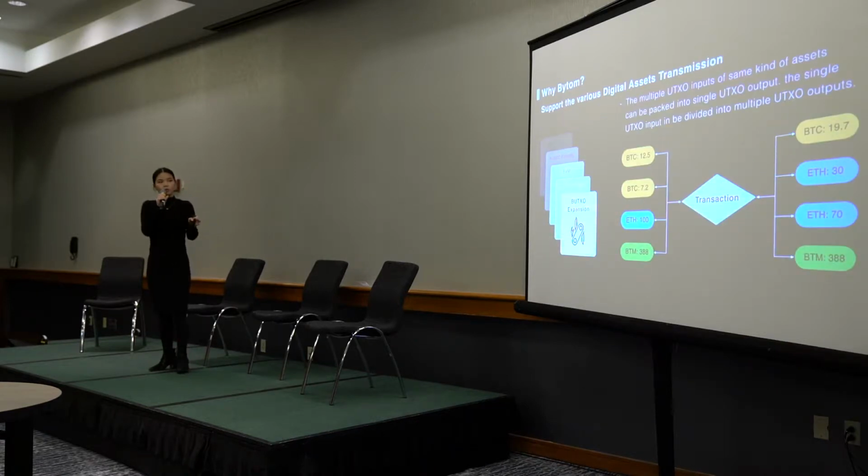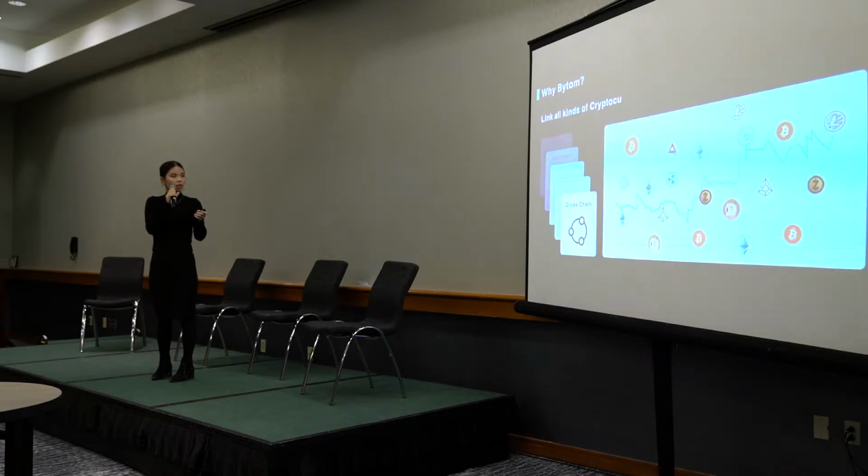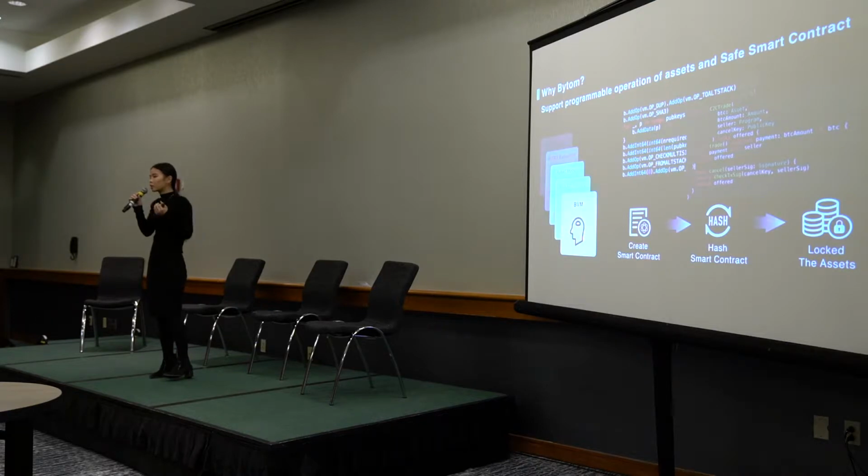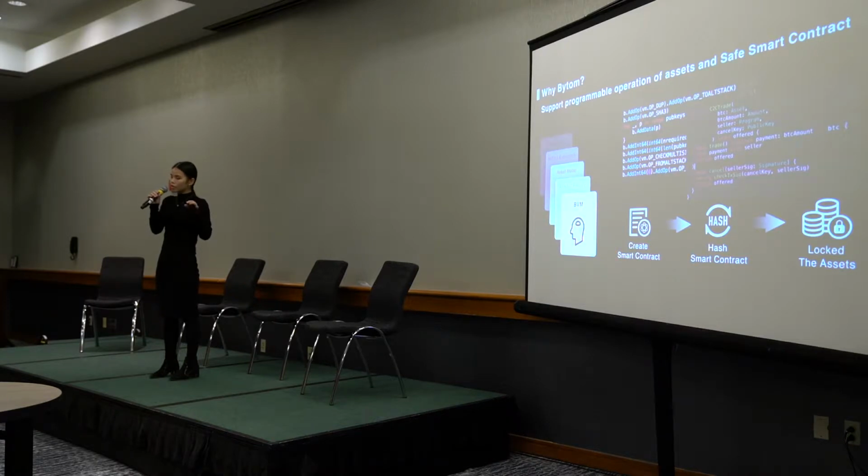And second, we adopt the UTXO model, which is very well known for its cross-chain mechanism. Every single UTXO asset can be packed into one UTXO output. And third, we all know security is a very big problem of the blockchain. We always hear about the Parity attacks and the DAO event on Ethereum or even the Bitcoin platform. Bytom separates its contract layer from its system process layer to make it more private and more secure.